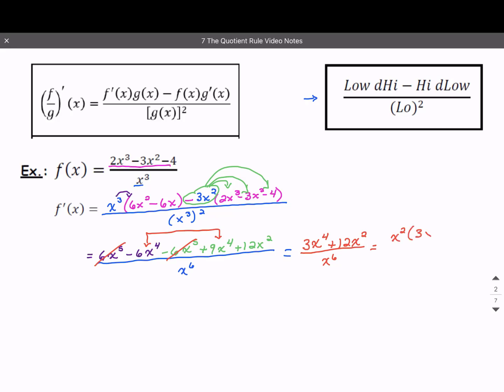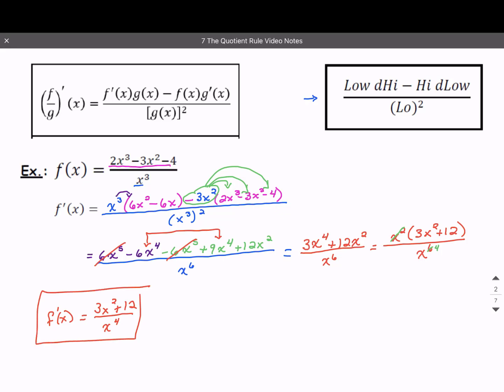You can leave it 3x squared plus 12 if you want, because the only thing I can simplify with the denominator is that x squared and the x to the sixth. If I was to simplify that, right, the x squared is going to take 2 away from here and make that x to the fourth. So we would have 3x squared plus 12 over x to the fourth.